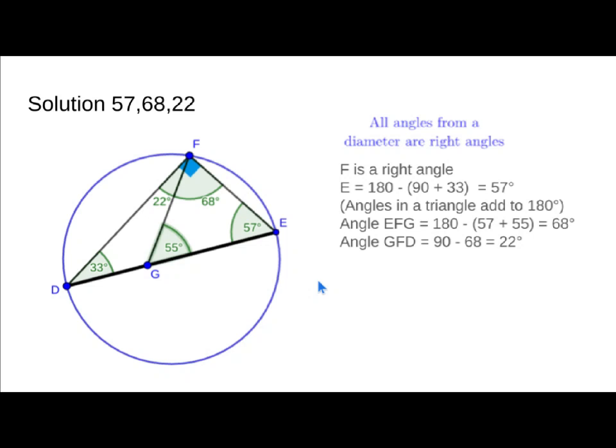And the angle GFD is 22 here because the 22 and the 68 have to add up to 90 degrees, and because F is a right angle.